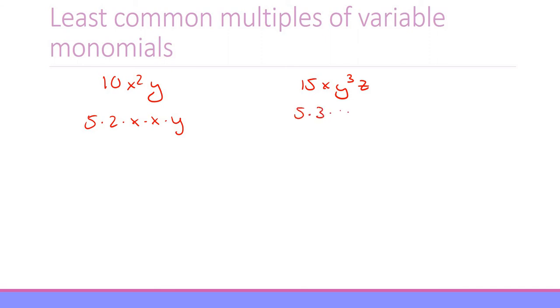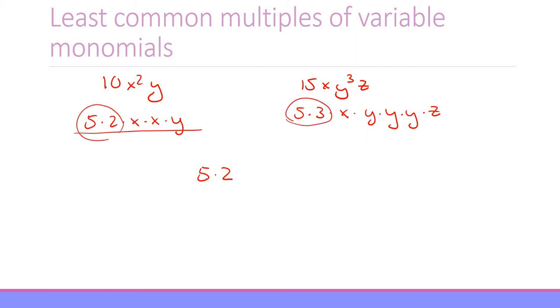Okay? Least common multiples of variable monomials. So the same thing, but we're throwing in some variables here. The factors of 10x squared y are 5 times 2 times x times x times y. 15 y cubed z is 5 times 3 times y times y times y times z. So I need all the factors of 10x squared y: 5 times 2. I'm going to do the numbers first. So I've got the 5 and the 2. For 15, I need a 5 and a 3. I already have the 5. I'm going to add the 3.